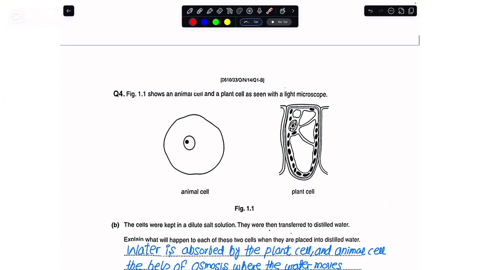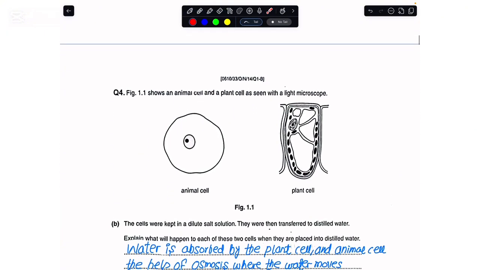So if I just take you to this question number four, and this came in October, November of 2014, here they say that in figure 1.1, we show you two cells. One of the cells that we see at this point is an animal cell, and we have this plant cell with us. And they say that these animal and plant cells appear here as we would see them with the help of the light microscope.